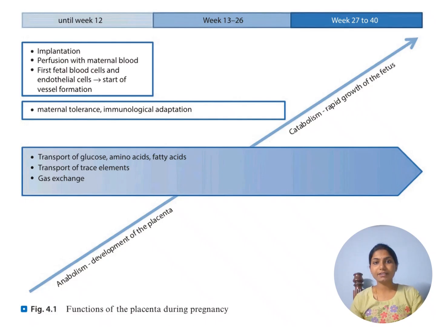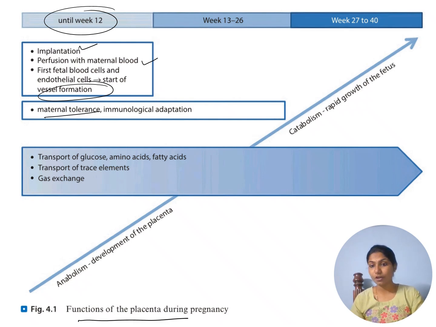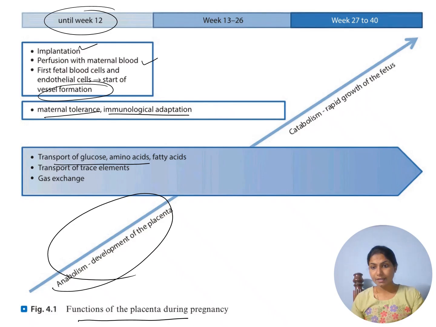As I told you in the earlier slide, this is a pictorial representation of the function of the placenta during pregnancy. Until week 12, we have implantation, perfusion with the maternal blood, and the first fetal blood cells and endothelial cells which start the formation of fetal vessels. There is also immunotolerance, so that the fetus is not rejected, and immunological adaptation also occurs in the first 12 weeks. That is why the first 12 weeks is regarded as anabolism, where there is development of the placenta and everything falls in place.